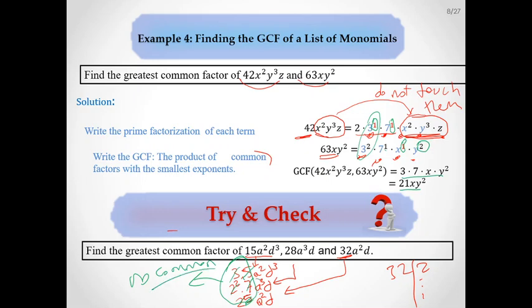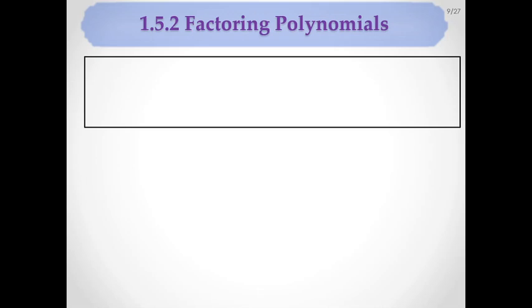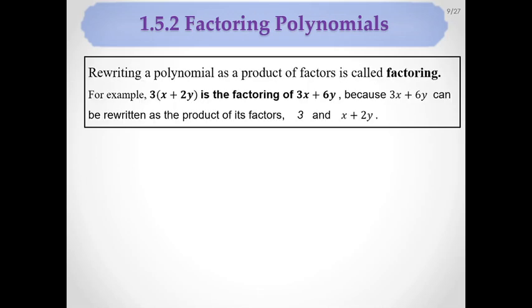But when we look at a, the smallest power of a is a squared. So it will be a squared. And the other one will be d, but which power of d? It's 1. So we have the least power as 1. So it will be d to the first power. So the GCF will be a squared times d.